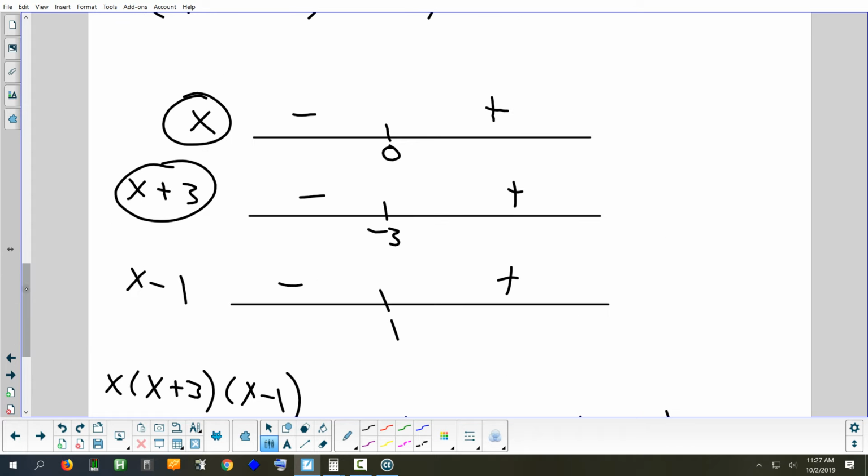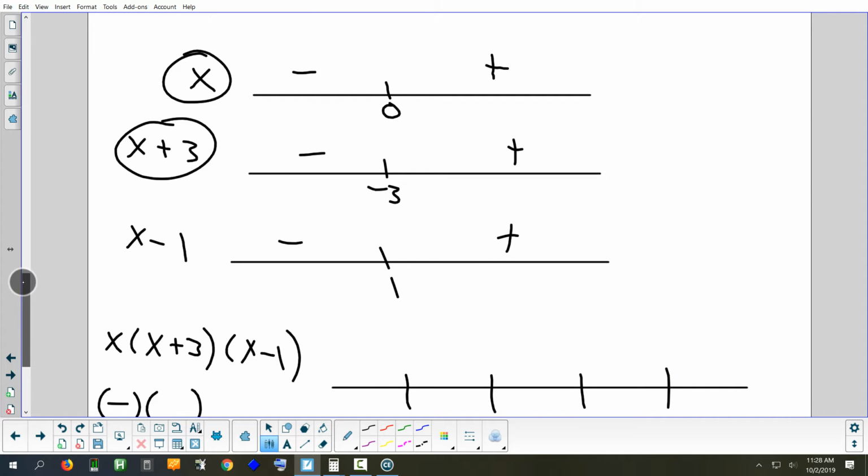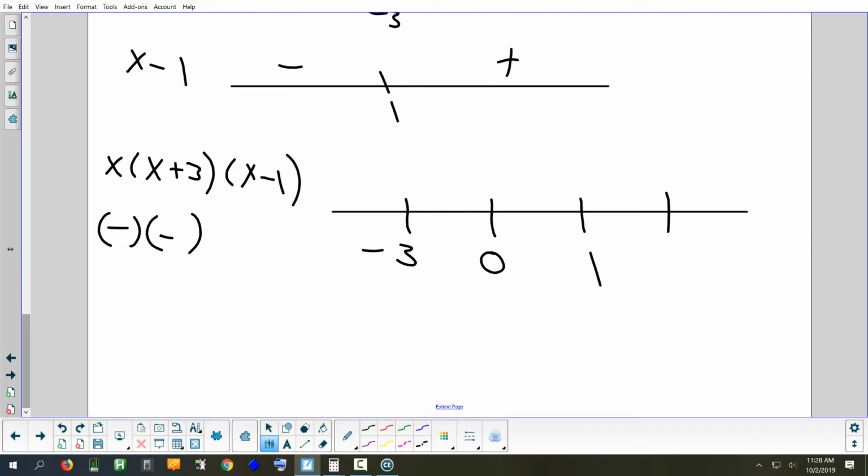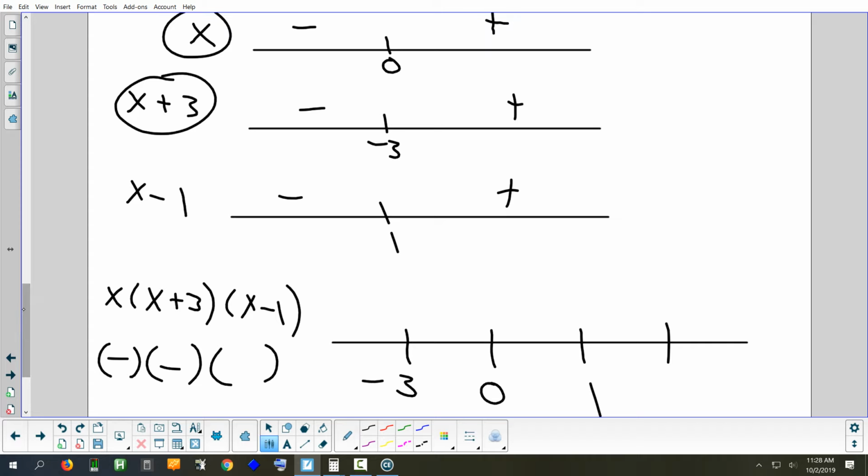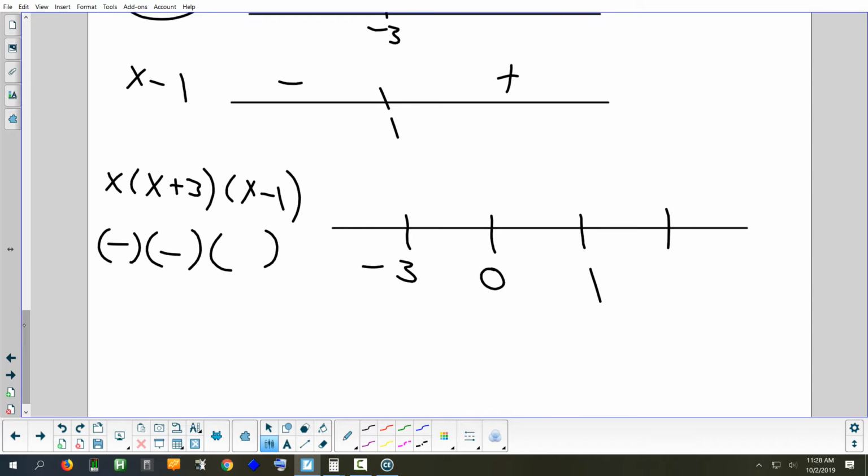If I am less than -3 on the middle number line, Brandon, what section am I in? You're less than -3 on the middle. You're negative. I am negative. Eric, if I'm less than -3 on the bottom number line, what section? Less than negative. You're in the negatives. Right?